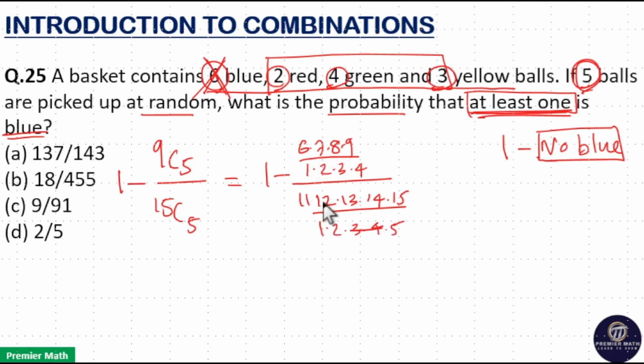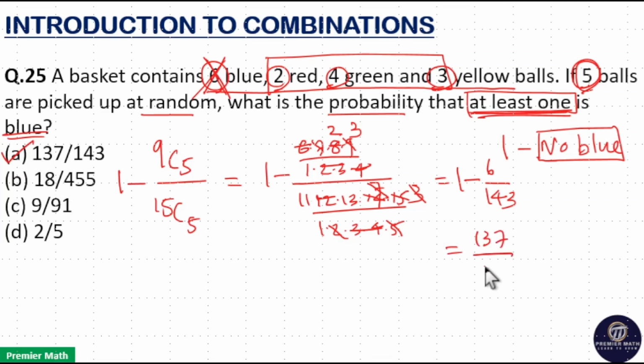Now 3 into 4, 12 cancel, 2 goes 7 times in 15, 5 goes 3 times in 15. 7 and 7 cancel, 2 into 3, 6 cancel, 4 goes 2 times in 8 and here 3 goes 3 times in 9. So 6 divided by 11 into 13 is 143. So option A is your answer. This is equal to 137 divided by 143.